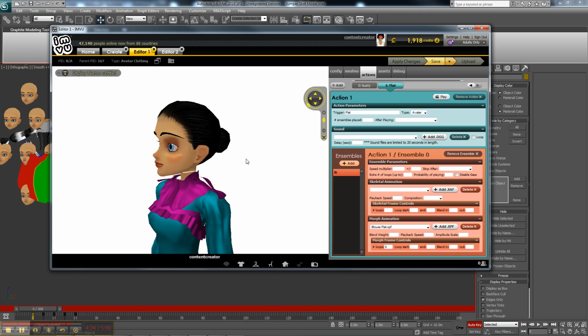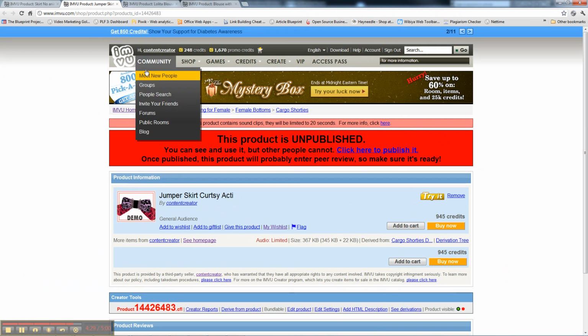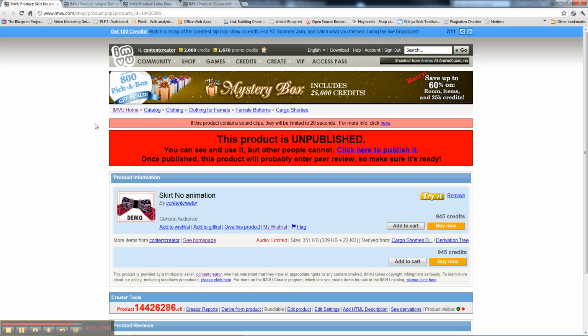But if we go ahead and look over here, I did upload this a few times. I uploaded the skirt and the blouse, both with and without the animations. Here's the skirt without the animation, and the file size ended up being 351. With the animation, 367, and the blouse without the animation is 210, and with it is 211. So let me know any feedback you have, and thank you so far.